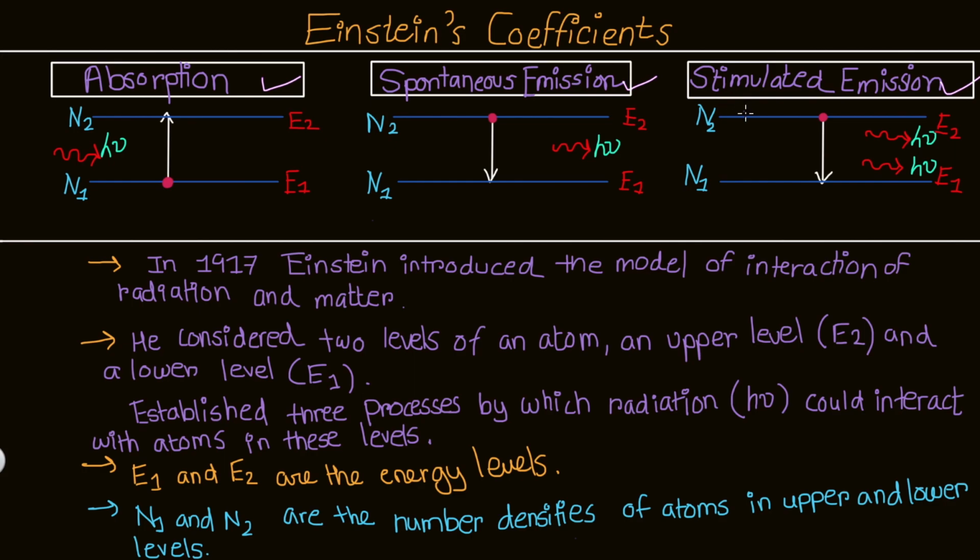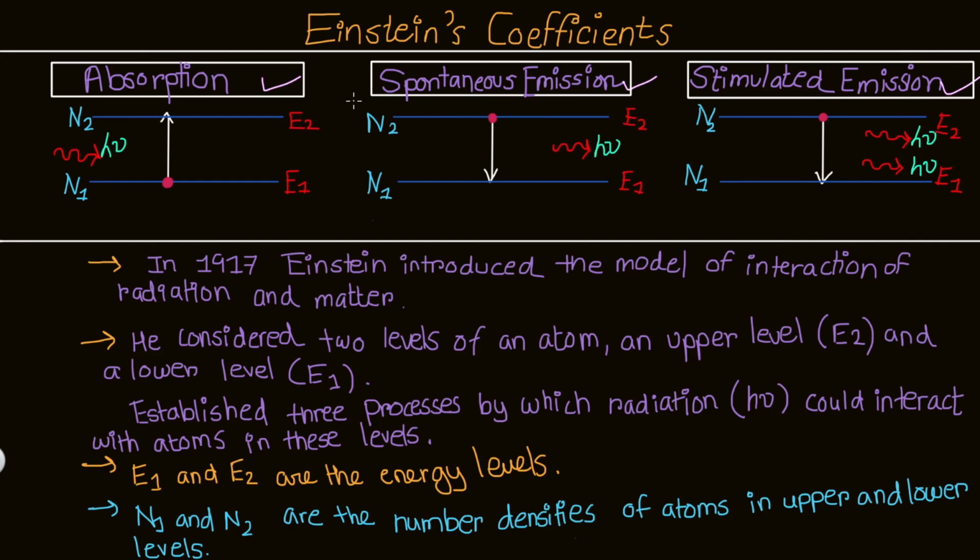The third one is stimulated emission. So you have an atom here that is made to jump to the lower level, and two photons are released. This is not spontaneous. This is like we trigger it so that two photons are released. So these are the three processes.